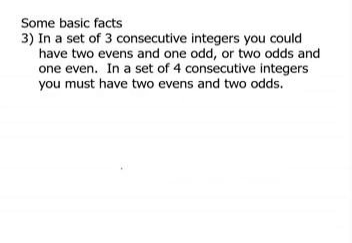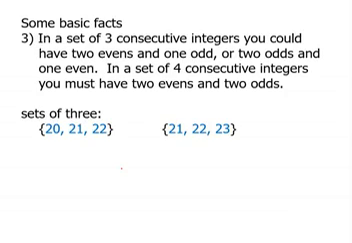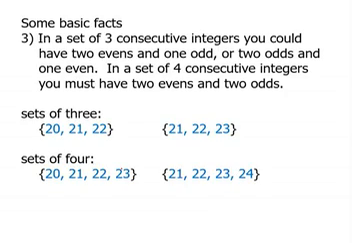In a set of 3 consecutive integers, you could have 2 evens and 1 odd, or 2 odds and 1 even, depending on where you start. In a set of 4 consecutive integers, you must have 2 evens and 2 odds. So in a set of 3, if we start at 20, we have 2 evens and 1 odd, but if we start at 21, we get 2 odds and 1 even. Sets of 4, notice that we have to get 2 evens, 2 odds, and notice because it's a set of 4, at least one of them has to be divisible by 4. So in the first set, 20 is divisible by 4. In the second set, 24 is divisible by 4. Because it's a set of 4, at least one number has to be divisible by 4.